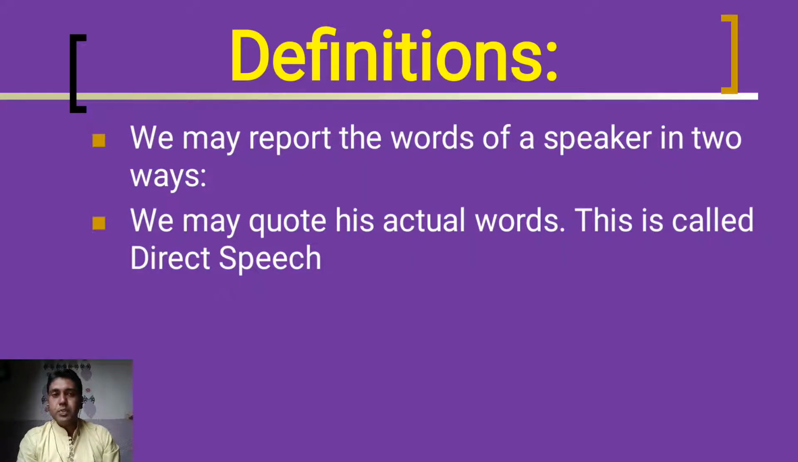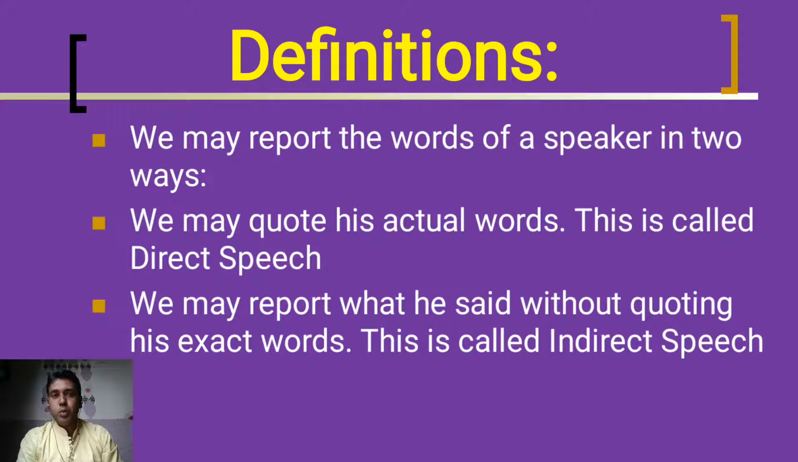But in the indirect speech we need to make some changes, because these changes are very important. So here let's see the definition of indirect speech. We may report what he said without quoting his exact words. This is called indirect speech. So it's very clear that whenever we are making the changes in direct speech, that time it is called indirect speech. For example, suppose Ravi said, I'm a doctor. What is the sentence? Ravi said, I'm a doctor.